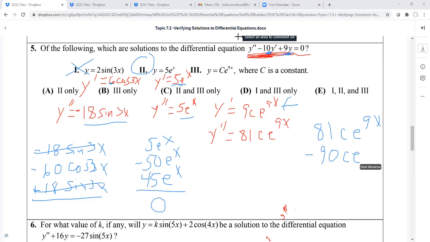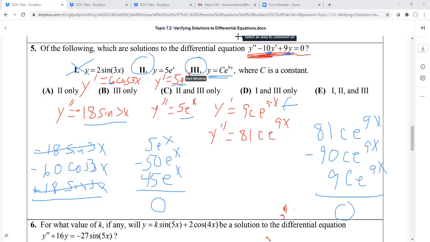Ce^(9x). Then I got to take 9 times the original part, 9 times this part, which would be positive 9Ce^(9x). So again, if I take the 81 and the 9, that's 90, and 90 minus 90, because they're all like terms, gives me 0. So this one is also true.